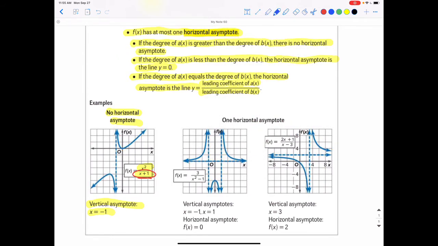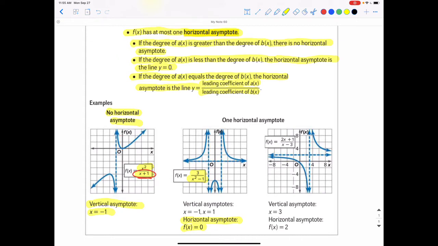Here's one with one horizontal asymptote. Starting with the horizontal asymptote, we could see that the degree of the numerator, since there are no exponents, is 0, and the degree of the denominator is 2. It's an x to the second power. So the numerator's degree is less than that of the denominator, so the horizontal asymptote is at f of x equals 0, or on the x-axis.